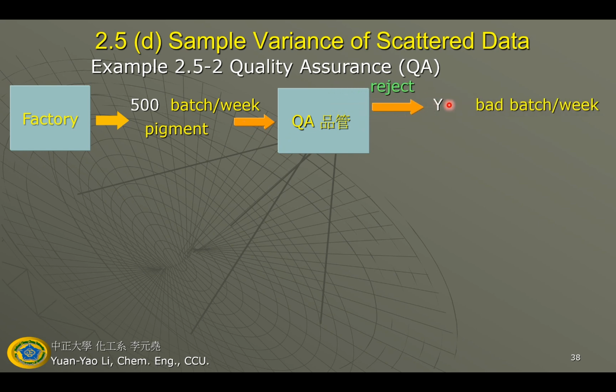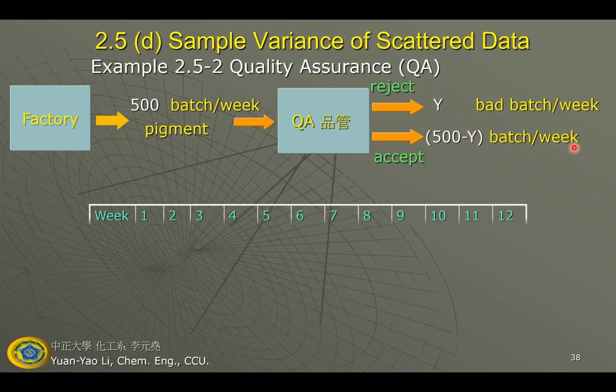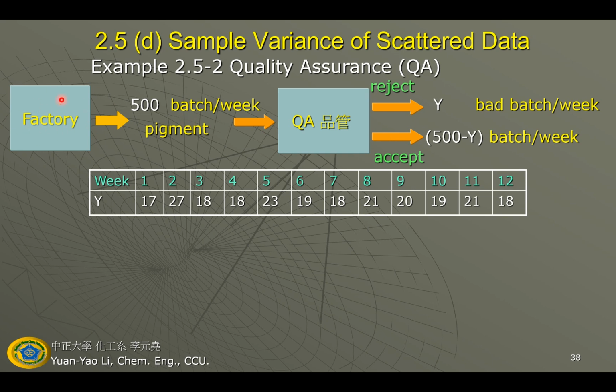So if you do the test and there are some rejections, which is a bad batch, you return it. Okay, and if there are others that are regarded as good pigments, you can sell them. Okay, so once you have the factory, you start to run and have 500 batches of the pigment every week. And then week 1, you got 17 bad batches. Week 2, you got 27 bad batches. Okay, week 3 until week 12, this is the data you got.